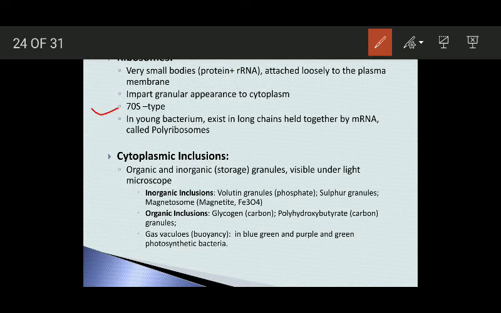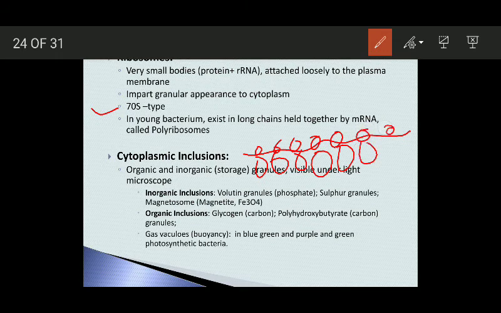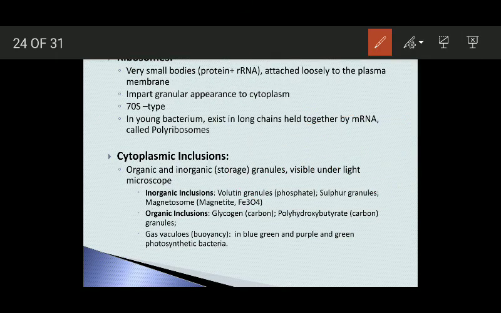In young bacterium, the ribosomes exist in long chains which are held together by mRNA called polyribosomes. If you look at the cell structure of a fast dividing bacterium, you will find a large number of ribosomes. They are attached to mRNA in the form of chains, and this whole structure is known as polyribosome. Many ribosomes are attached to the mRNA.